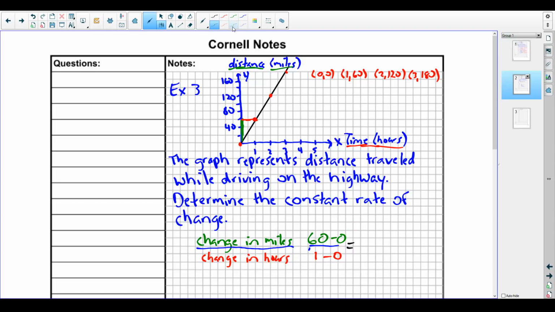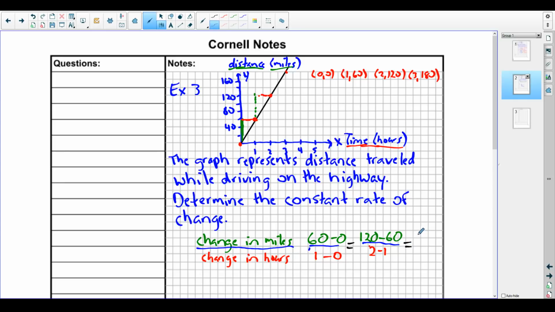So let's say we went this way and then over. So this time we're going from 60 to 120. So what's the difference between 120 and 60? And then our time changed and went from 1 hour to 2 hours. So what is 2 minus 1? And that's still the same answer. It'll be the same no matter which 2 points you pick on the line.